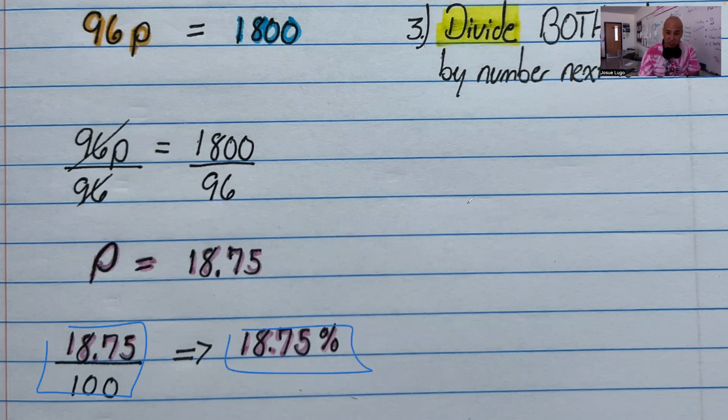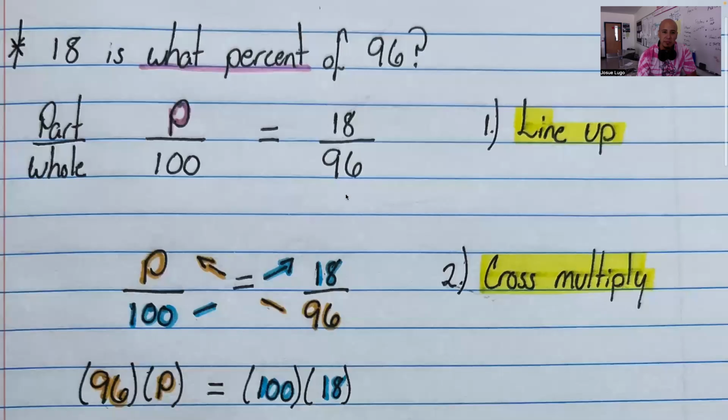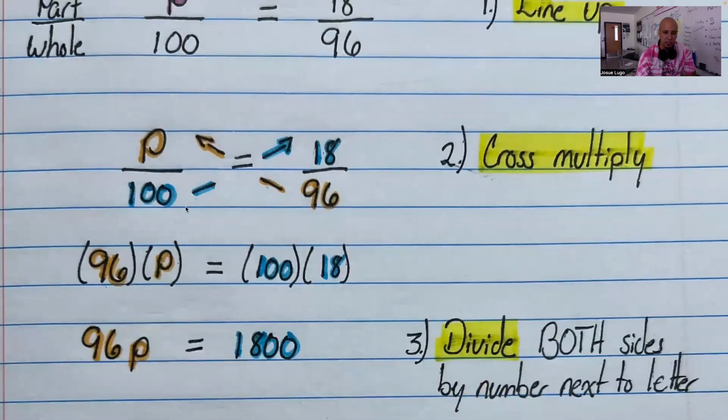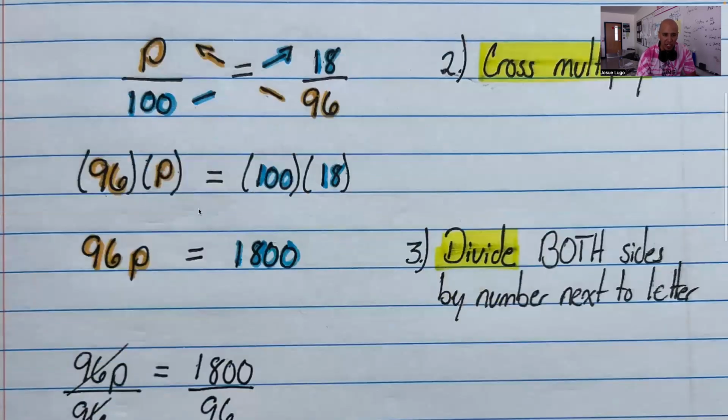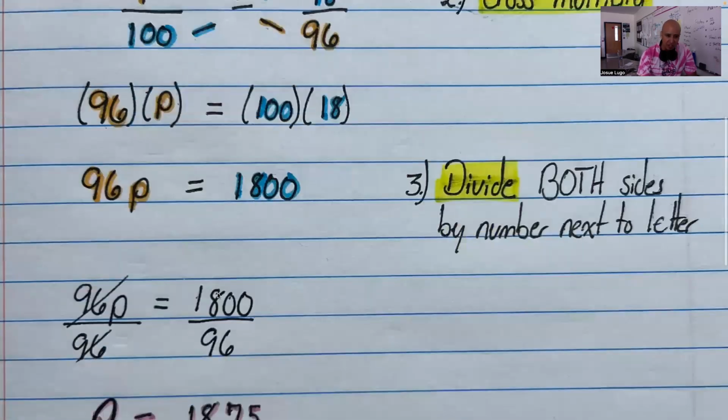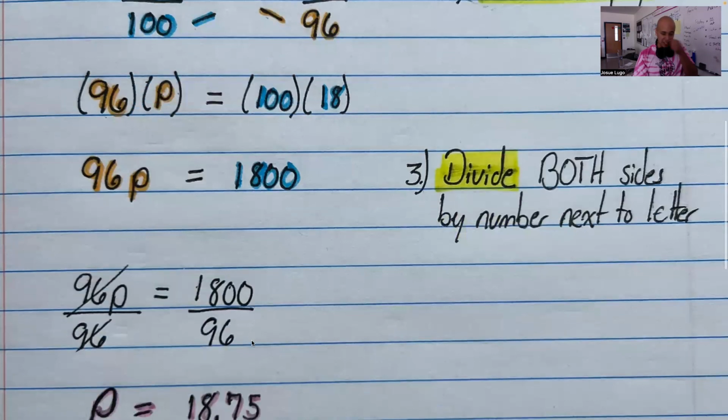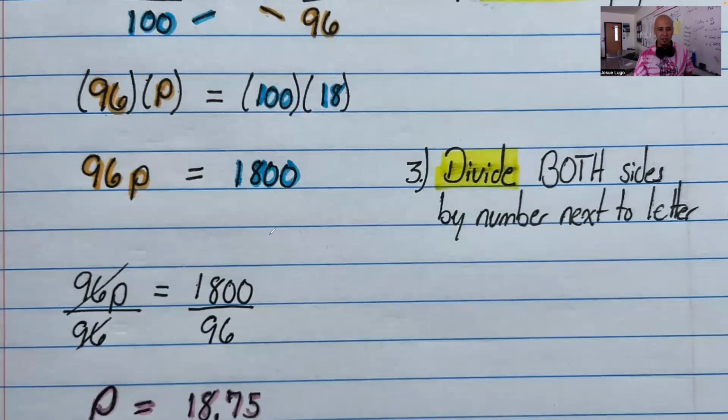Now, before you start saying, Mr. Lugo, that seems kind of complicated, let's first review it. So again, we lined it up. Part over whole, part over 100. We cross multiplied. So we just did 1,800 on one side, 96P on the other. And then we divided by 96 because that is the number next to the letter. So 1,800 divided by 96. And then that's the only real math that we have to do. We divide, and that gave us our answer.